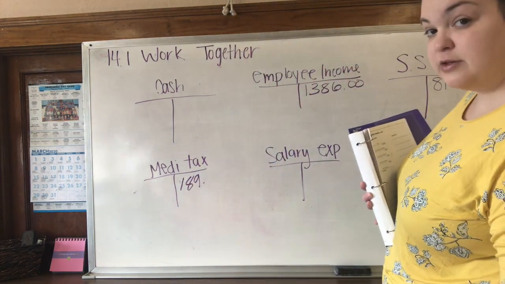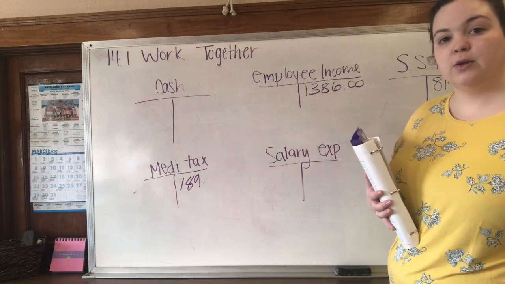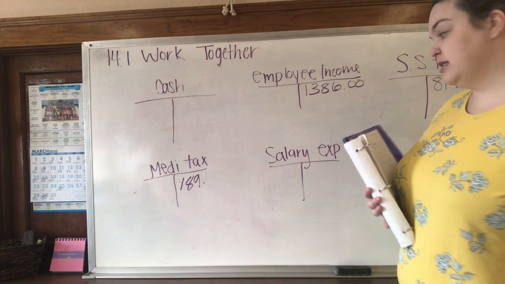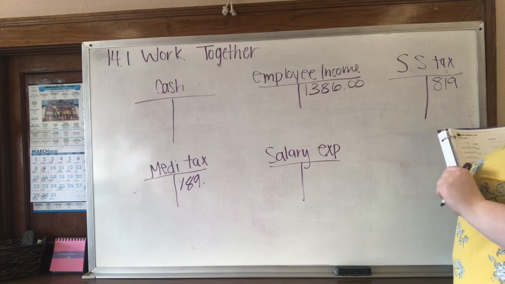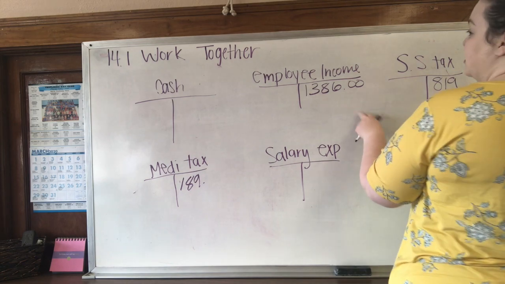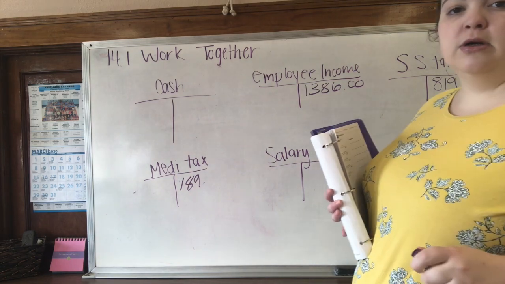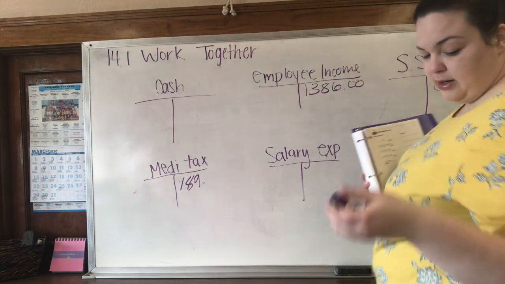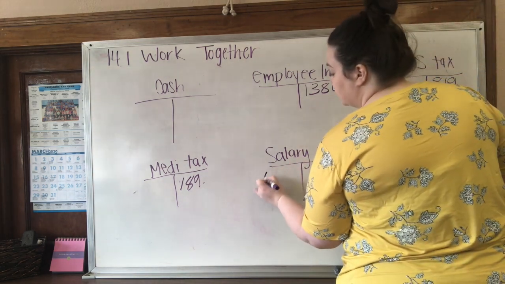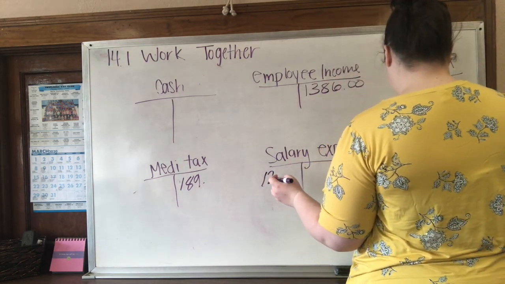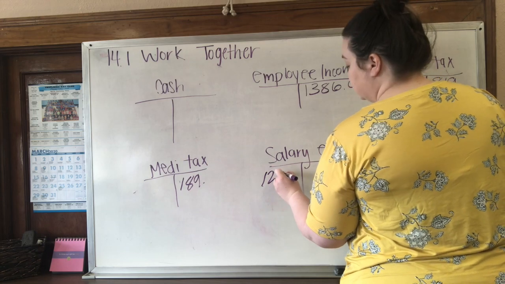And then it also tells you your total earnings. Again, your total earnings in your T account is going to be called salary expense. Since we have all these credits, we need to account for your debit. This is where the debit side is going to happen. So $12,600.